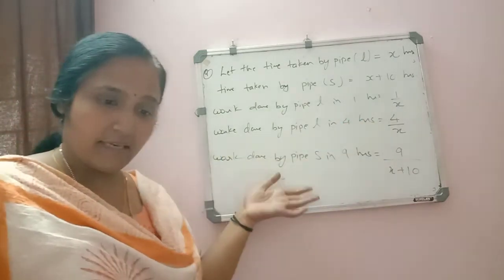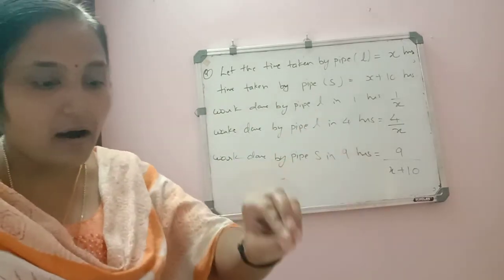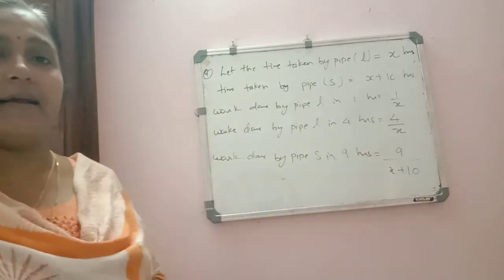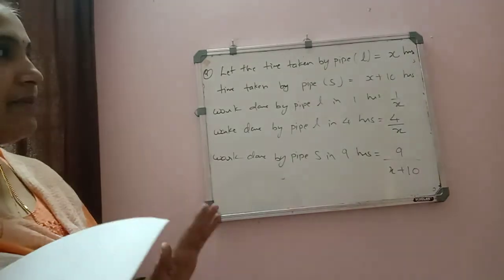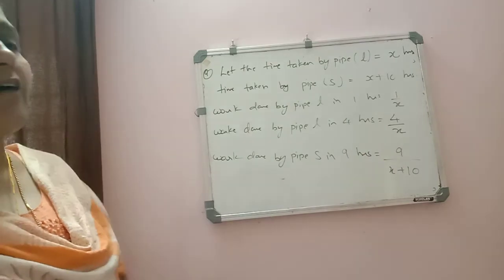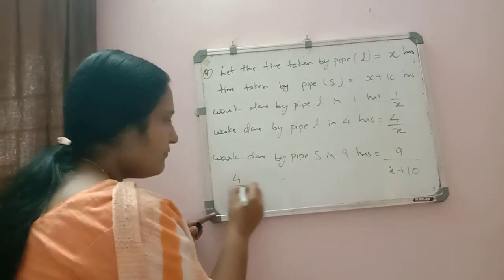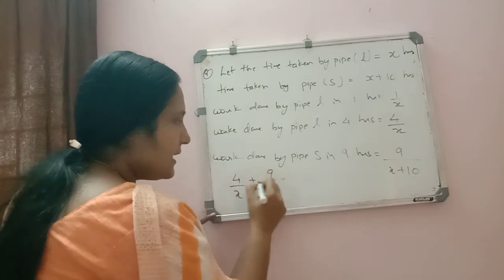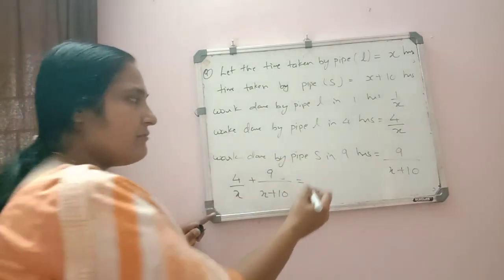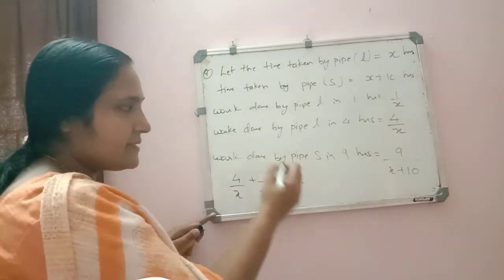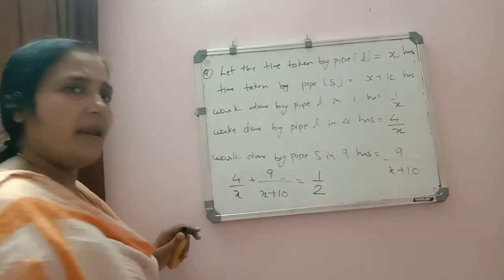But in the question it is given that if they worked for this much time, only half of the pool can be filled. So how much work have they completed? They have not completed the work. They have done only half of the work in this much time. So the equation will be 4/x + 9/(x+10) = 1 if they fill the tank, and since at present only half of the pool is filled, we will write half here.